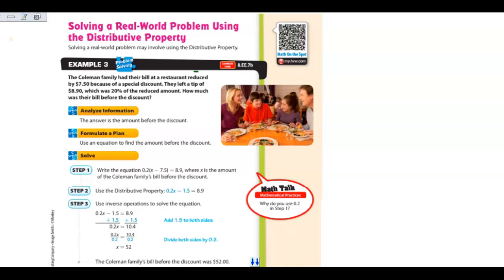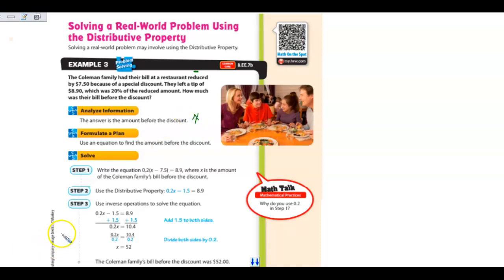So this says that, for example 3, the Coleman family had their bill at a restaurant reduced by $7.50 because of a special discount. They left a tip of $8.90, which was 20% of the reduced amount. How much was their bill before the discount? Well, we are looking for how much it was before the discount. So that's going to be our variable, and we're going to use X for that.